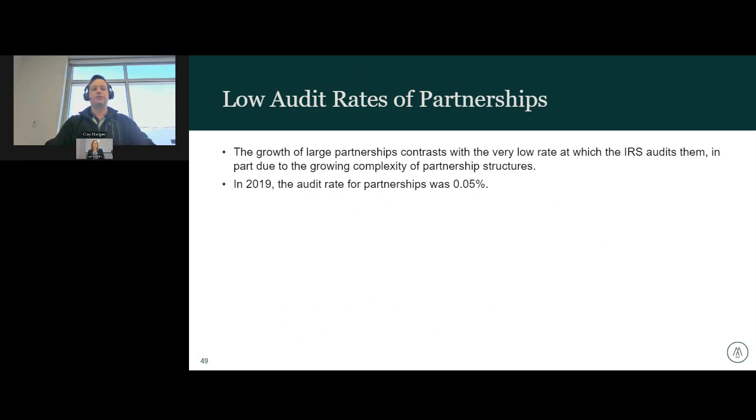Now with the growth of these large partnerships, the IRS has not had the ability to match that with the audit rates. In 2019, it was 0.05% of partnerships that were being audited. And the reason for that was just lack of resources and lack of technical capability to dive into these partnerships.